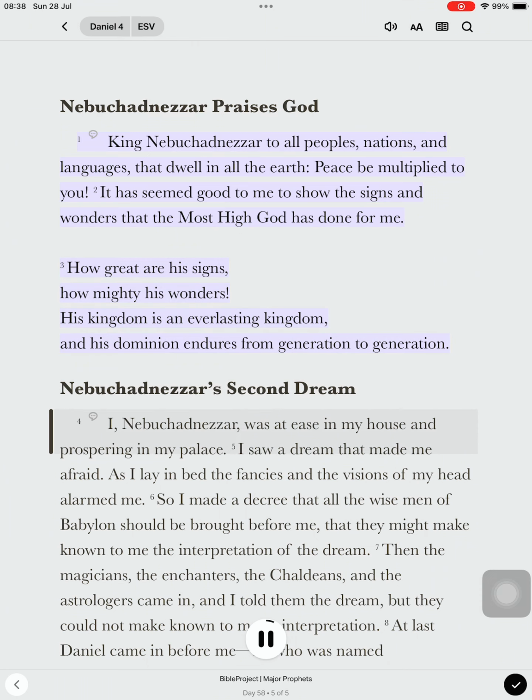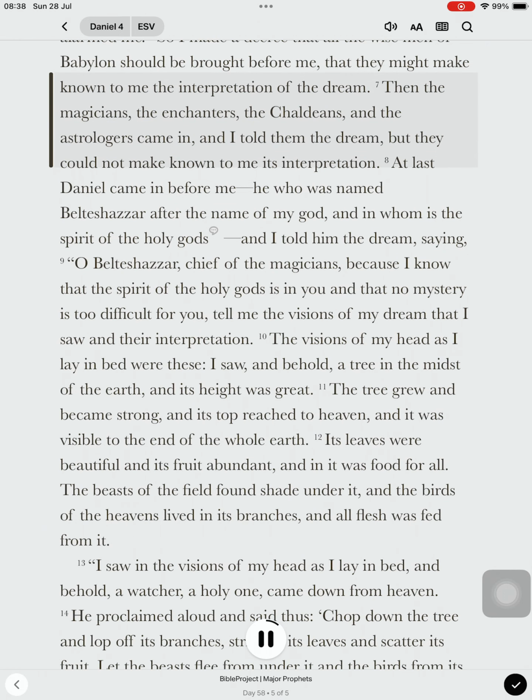I, Nebuchadnezzar, was at ease in my house and prospering in my palace. I saw a dream that made me afraid. As I lay in bed, the fancies and the visions of my head alarmed me. So I made a decree that all the wise men of Babylon should be brought before me, that they might make known to me the interpretation of the dream. Then the magicians, the enchanters, the Chaldeans, and the astrologers came in, and I told them the dream, but they could not make known to me its interpretation.